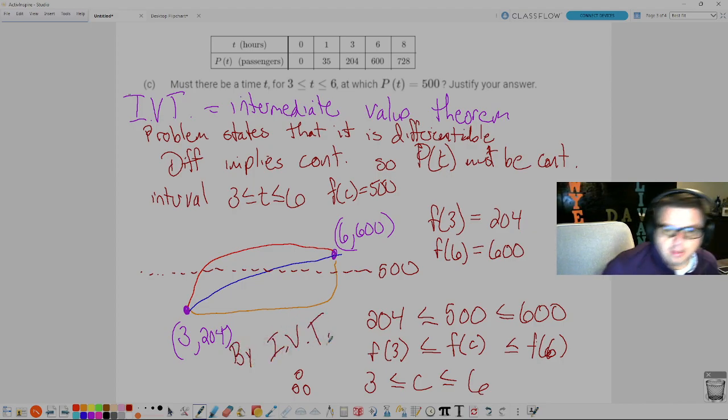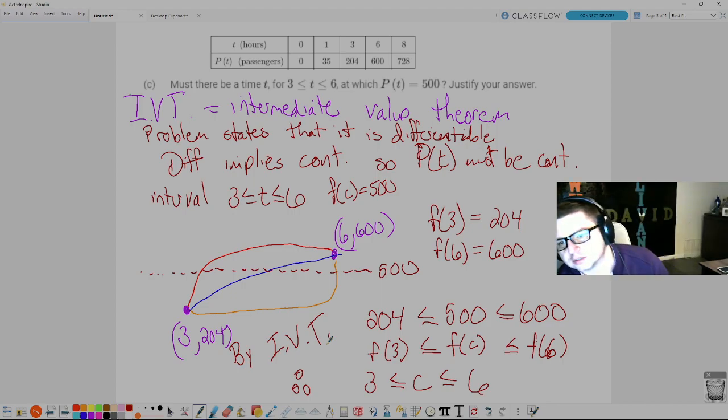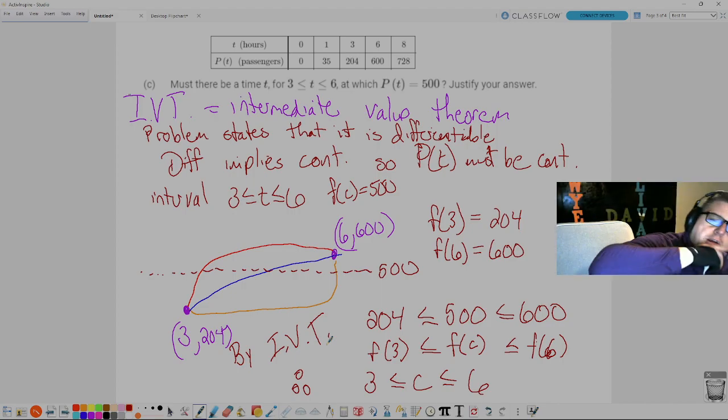IVT, make sure you spell it out, intermediate value theorem, don't shorten it with IVT. I'm doing that because I don't have space. By IVT, f of 3 is less than f of c is less than f of 6, 204 is less than 500 is less than 600. Therefore, our c value exists between 3 and 6. That should be sufficient enough for a perfect score.